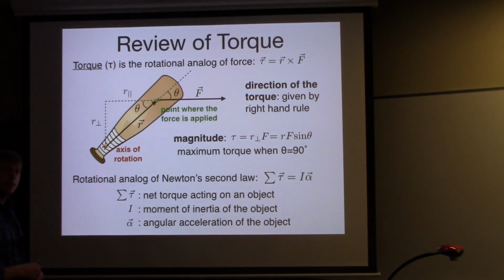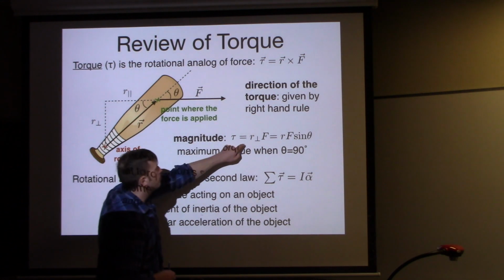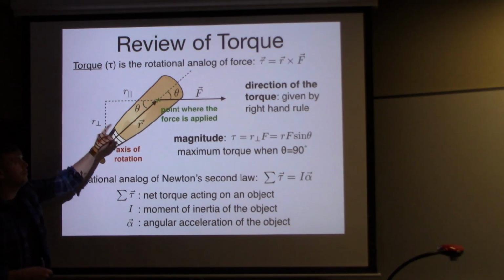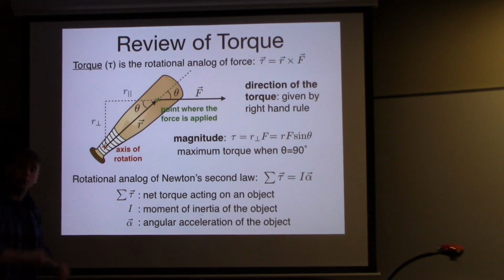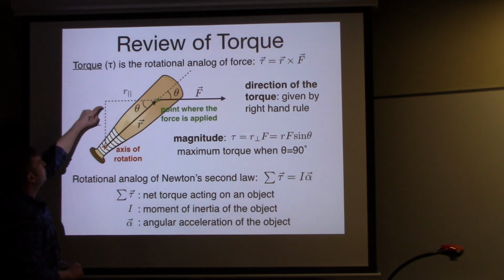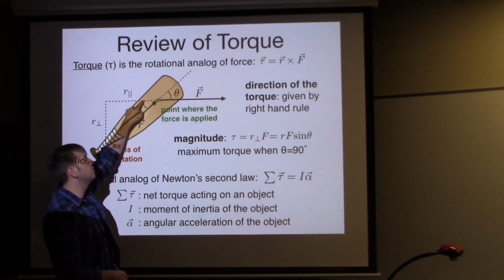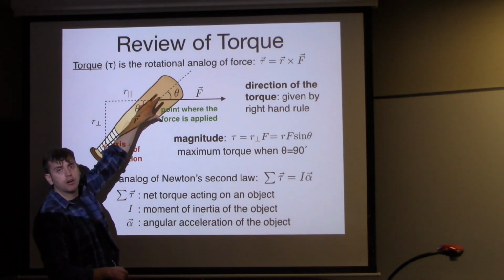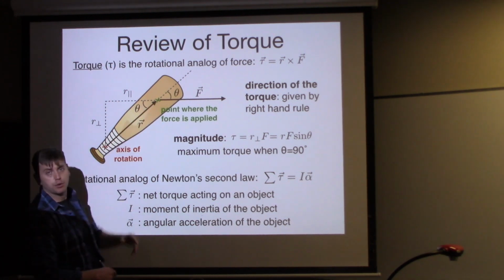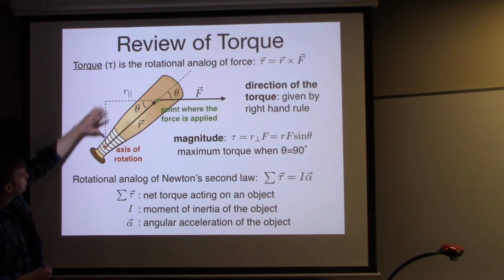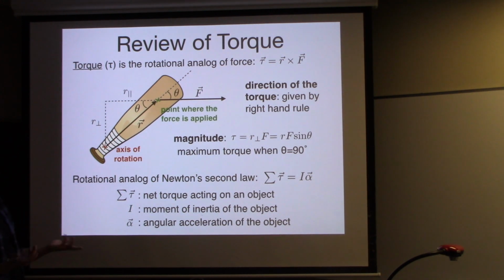There's another way to think about the magnitude, which is shown right here: R perpendicular times F. If we take this R vector and break it into two components, one of them right here is called R parallel. It's the component of my R vector that's going parallel to the force, same direction as the force. R perpendicular is going, well, perpendicular to the force.